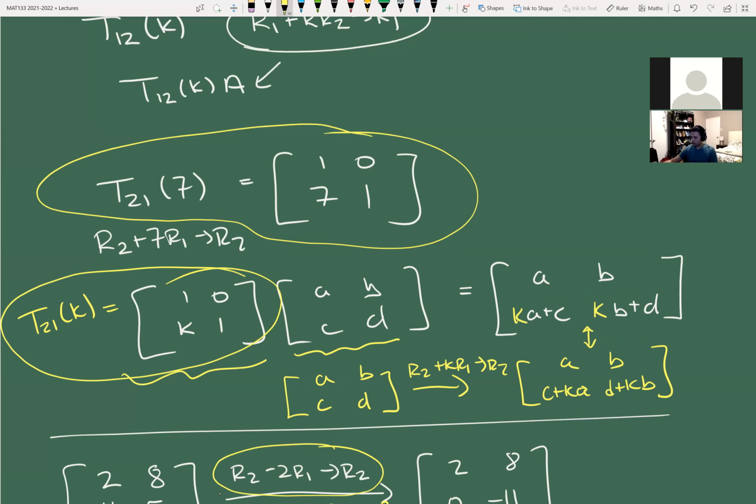For U1 and U2, I would suggest that you just try it. Try multiplying a matrix by this thing, or maybe let's call it K again, times A, B, C, D. Actually do this matrix multiplication, see what you get, and then ask yourself what row operation that is, right?